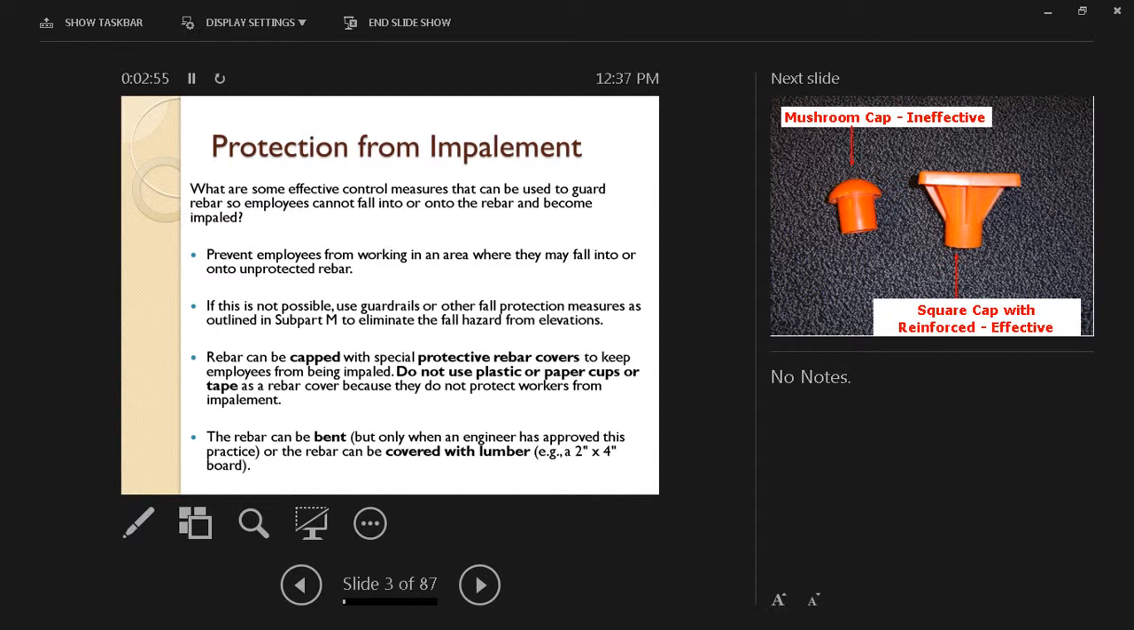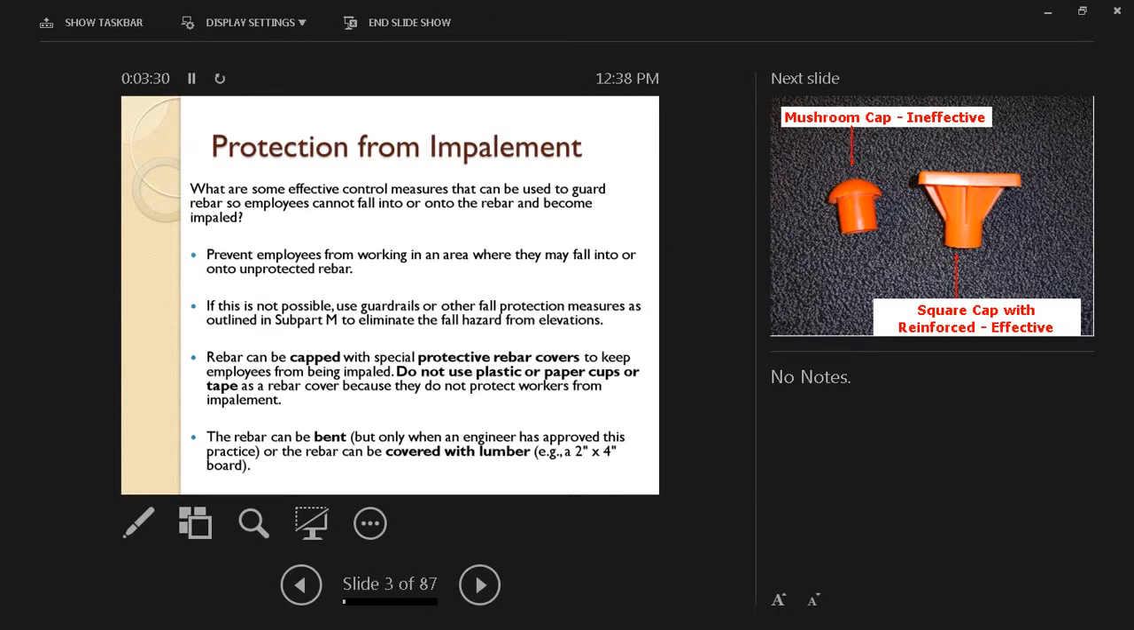And third, the rebar is going to be capped with special protective rebar covers, as you can see in the picture, to keep employees from being impaled. We do not use plastic or paper cups or tape as a rebar cover because they do not protect workers from impalement. So it has to be sturdy enough according to specifications that, even if someone falls on top of it, it would not be broken or torn and allow for impalement.